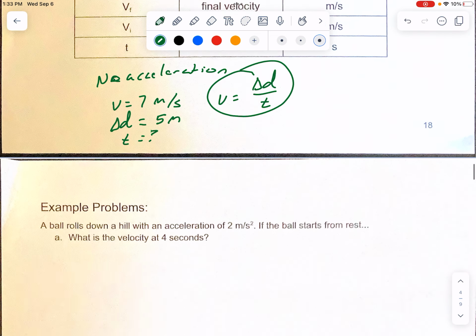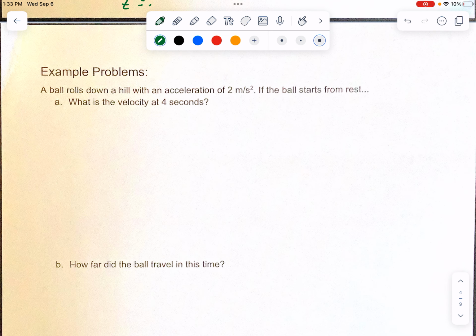Okay, so we're going to do some examples, and then that'll be it for this video. We're going to do more on the next video. So this is just a basic, get you started. So a ball rolls downhill with an acceleration of 2 meters per second squared. If the ball starts from rest, what is the velocity at 4 seconds?